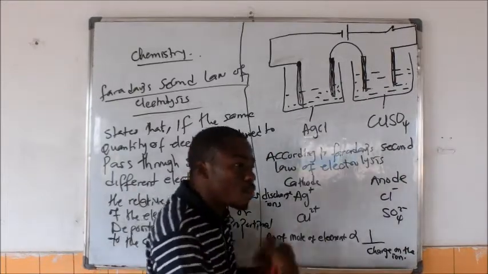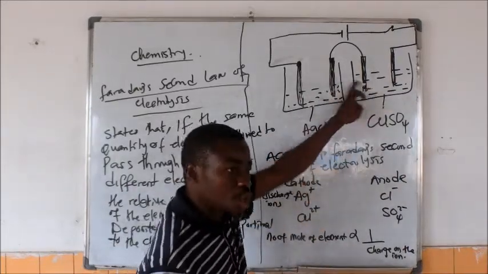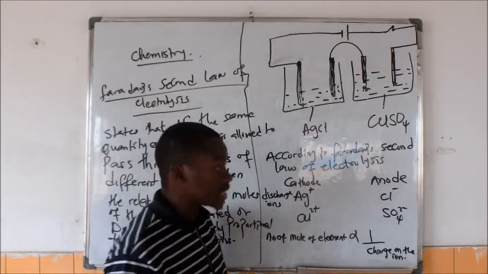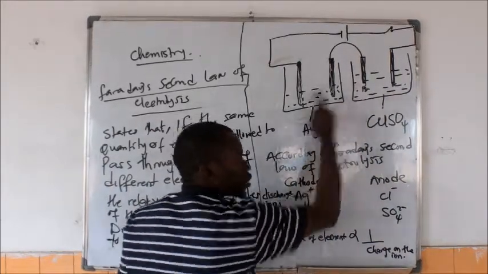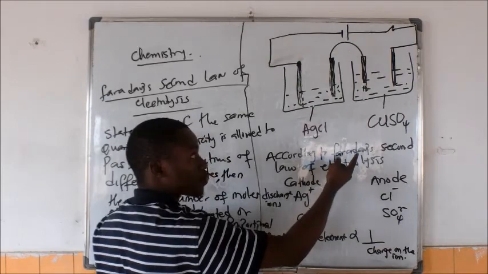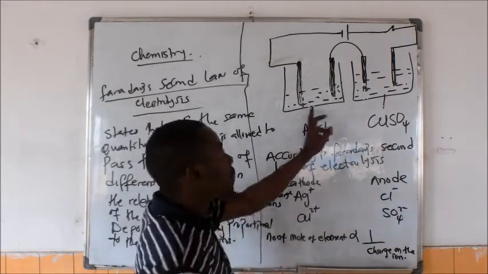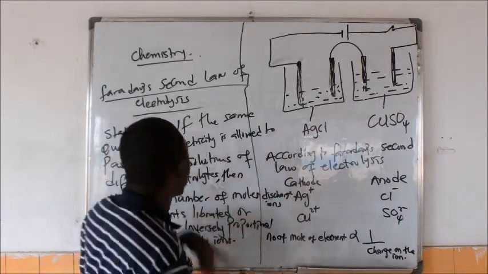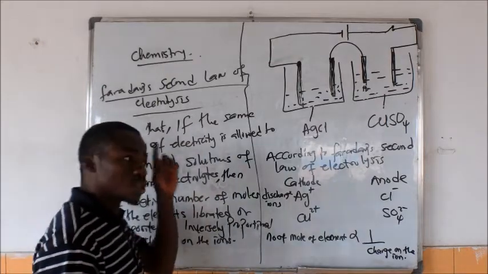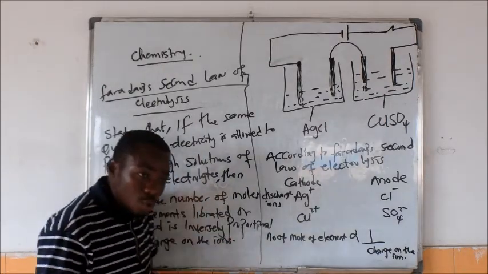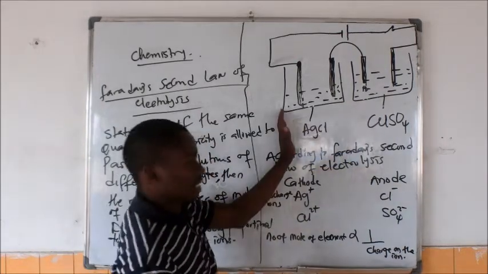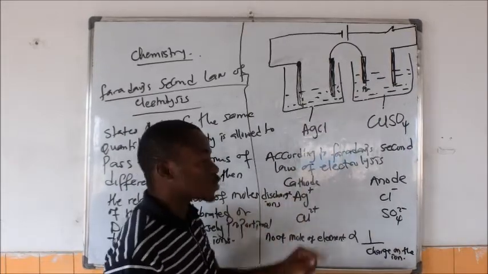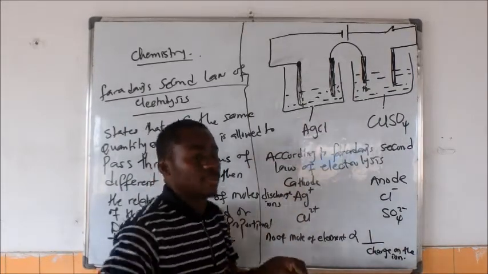That means the same quantity of electricity is passing through the two electrolytes. Are you getting it now? They are different electrolytes, but the same quantity of electricity is passing through them. Now, according to Faraday's second law, the relative number of moles of the element liberated or deposited is inversely proportional to the charge on the ions of the element that is deposited.